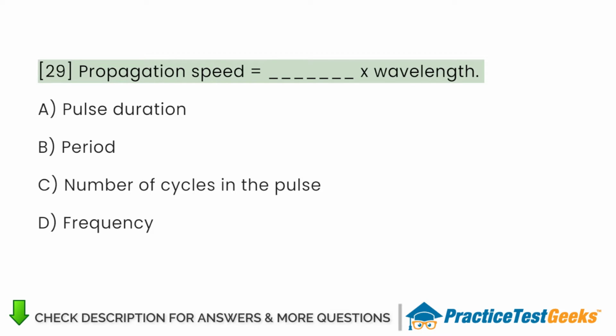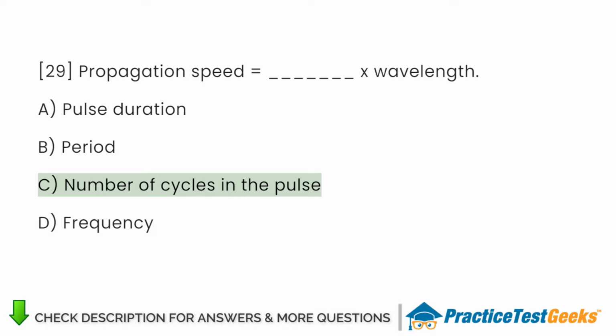Propagation speed equals frequency x wavelength. A. Pulse duration. B. Period. C. Number of cycles in the pulse. D. Frequency.